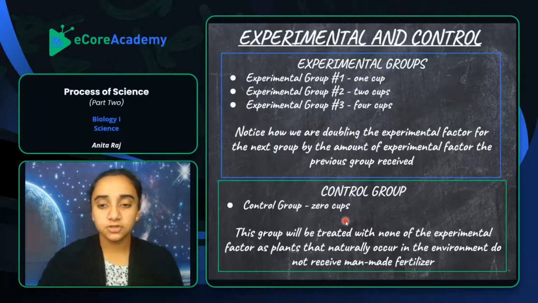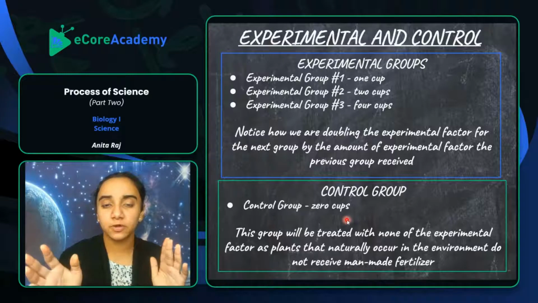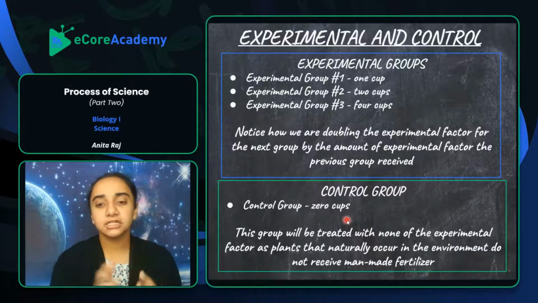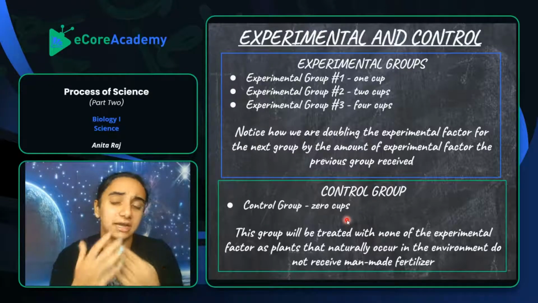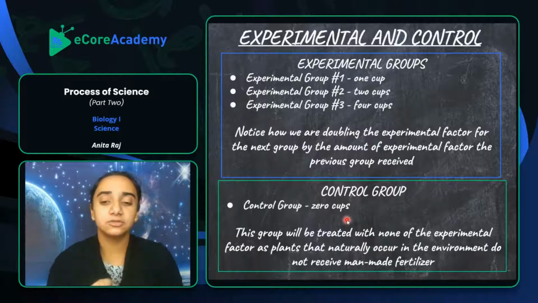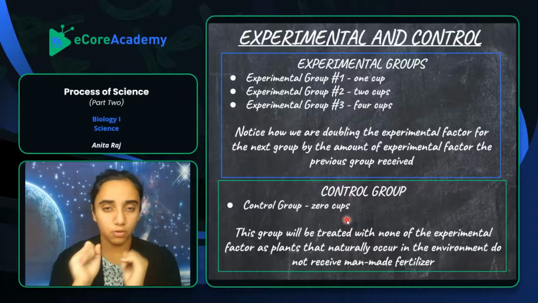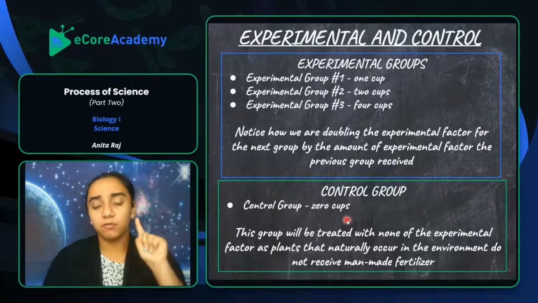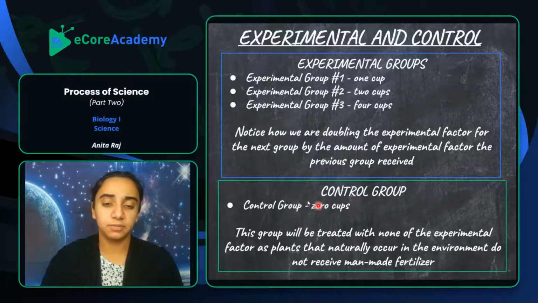This group is going to be treated with none of the experimental factor, meaning it's not going to receive any plant fertilizer, because we're going to treat it as plants that naturally occur in the environment are treated, because in the environment, just naturally, apple trees do not get man-made fertilizer. So we're going to treat that like a normal apple tree. No fertilizer. And remember, we have one control group. In this case, it's going to be this control group right here, getting 0 cups of fertilizer.